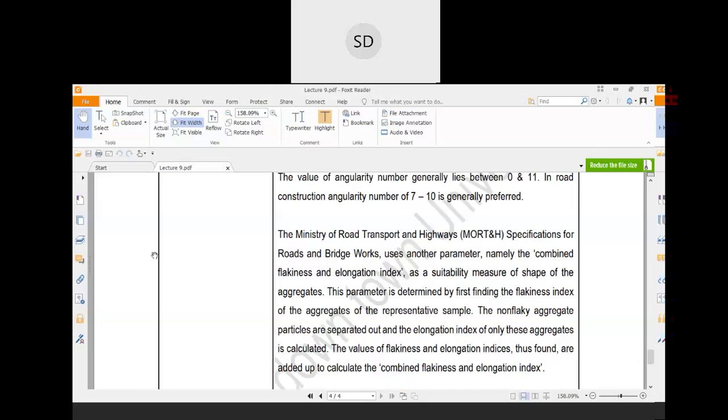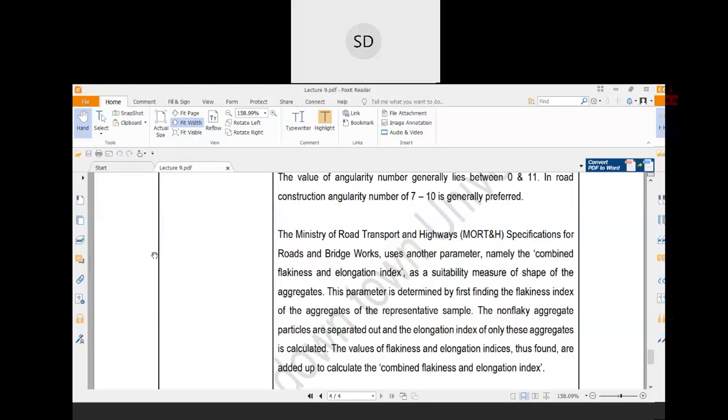Okay, so the Ministry of Road Transport and Highways, in short MORTH, specification for road and bridge works uses another parameter. That parameter is the combined flakiness and elongation index, that is, the combination of the flakiness and elongation index.